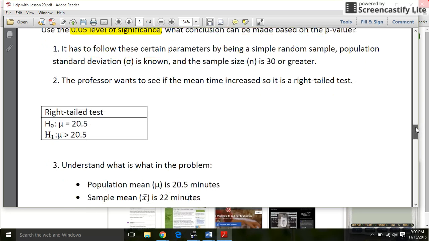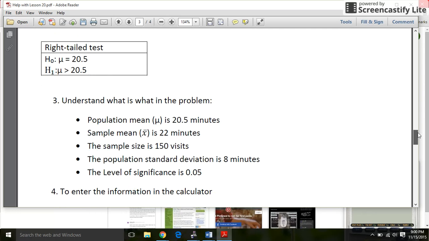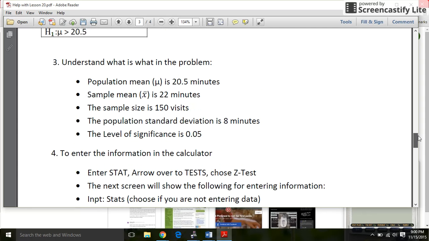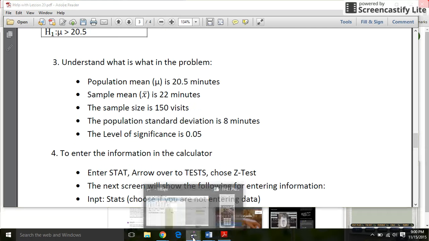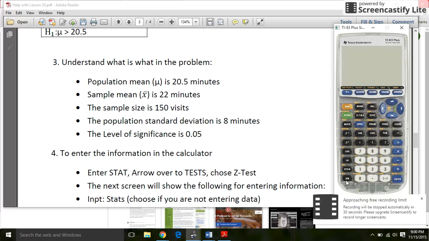So I've broken down everything that's in the problem. Now the next thing I want to do is put it in my calculator. So let me go grab my calculator and bring it back up. So again, I'm going to pause this and do another video on this so you can see what we're doing. I'll be back with the next part where we're going to put it in the calculator.